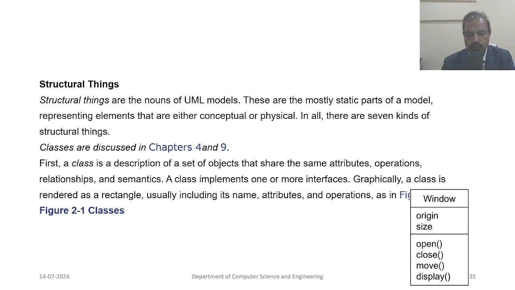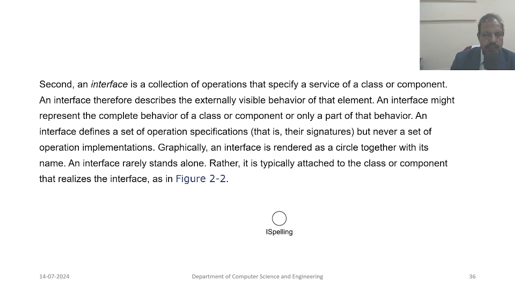Suppose it is a window, and we are taking a class diagram. In the class diagram notation, the name starts with a capital letter W, all the attributes are in the middle compartment, like origin, size, etc., and all the operations are in the bottom compartment: open, close, move, display, followed by opening and closing parentheses. So these are the things, and a class can also implement one or more interfaces. It is rendered by a rectangle. These things we know.